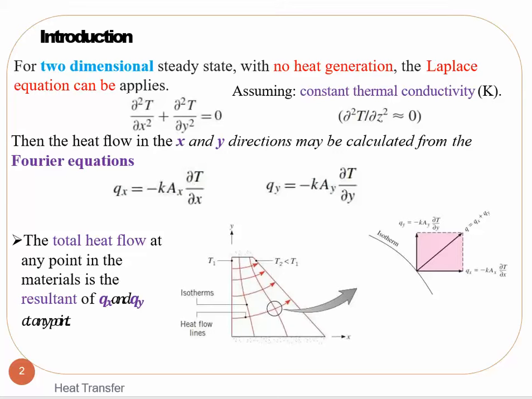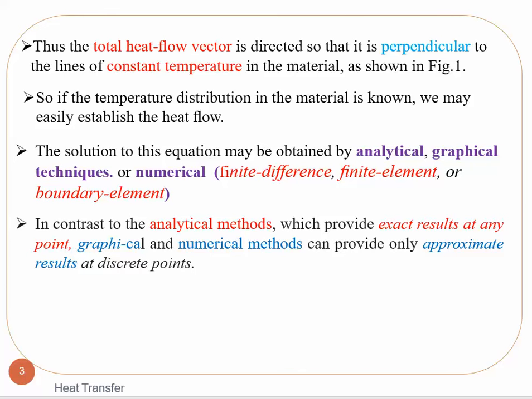In the two dimensions x and y, heat enters from the left-hand side and goes upward to the outside, where T2 is smaller than T1. At any instant of time, we are calculating the heat flow. Thus, the heat flow vector is directed perpendicular to the line of constant temperature in the material, as you have seen in the figure. So if the temperature distribution in the material is known, we may establish the heat flow.